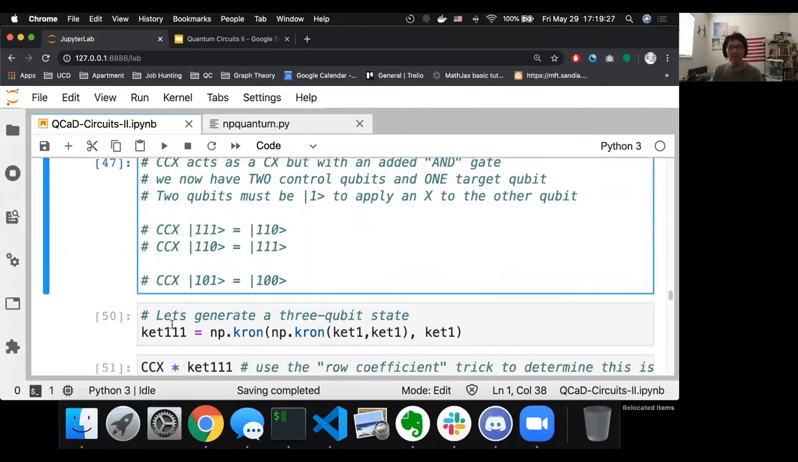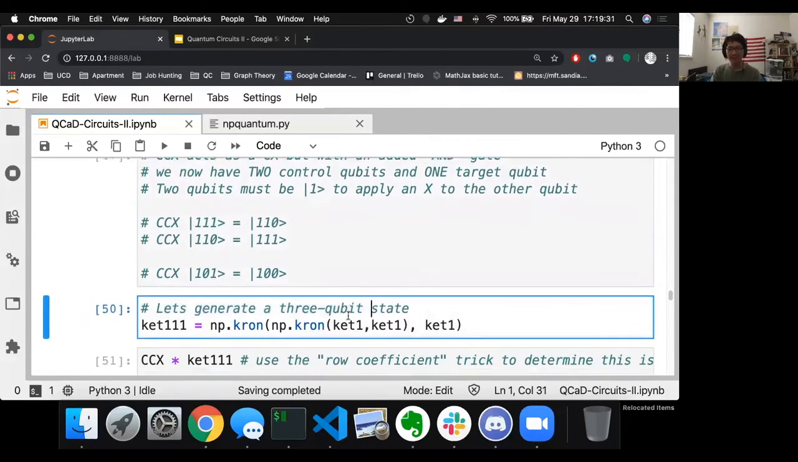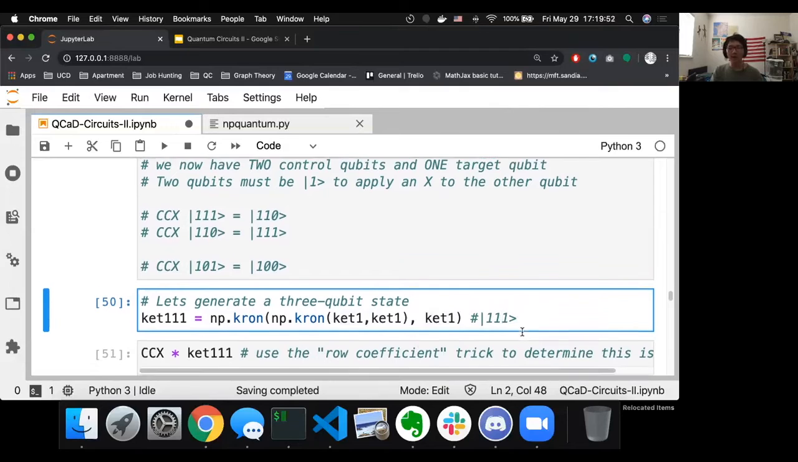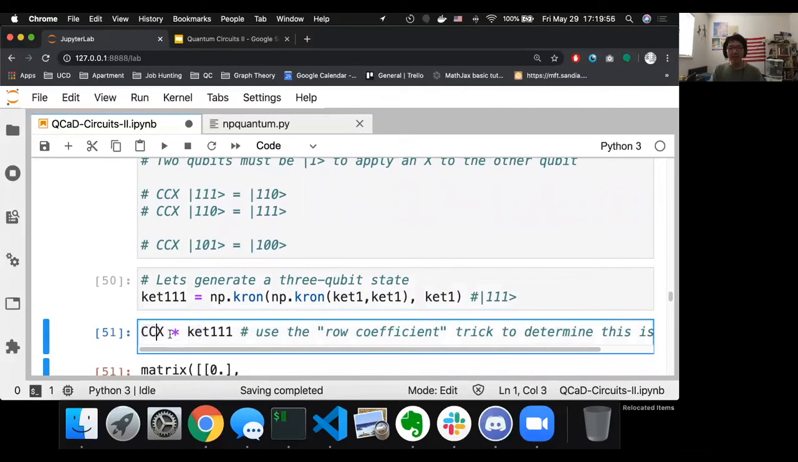So first, let's generate a 3-qubit state to really see this in action. I'm going to make this ket 111. And the way we do that is we have to do two Kronecker products. So if I do np.kron of ket 1, and then I do another Kronecker product with another ket 1, we finally get to 111.